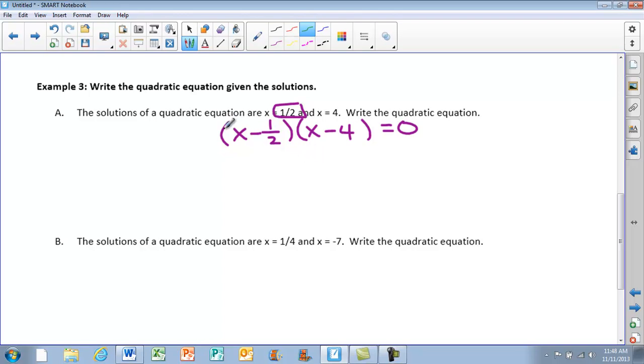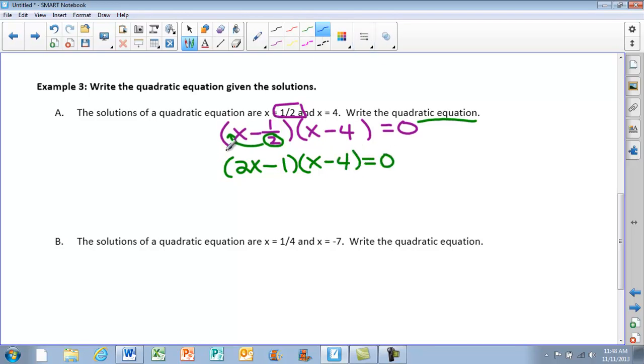Well, what we can do is clear the fraction by multiplying this first parenthesis by 2. When we do that, we'll end up with 2x minus 1. A shortcut, though, is anytime we have fractions and we're coming up with the quadratic equation, you can just go ahead and take that denominator and move it to the front of your first term. So my parenthesis now is going to become 2x minus, your denominator is no longer there, so it'll just be our numerator, times x minus 4 equals 0.